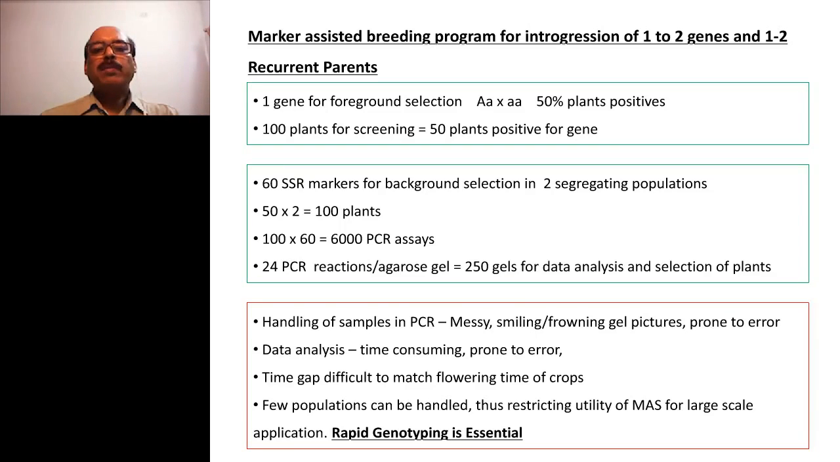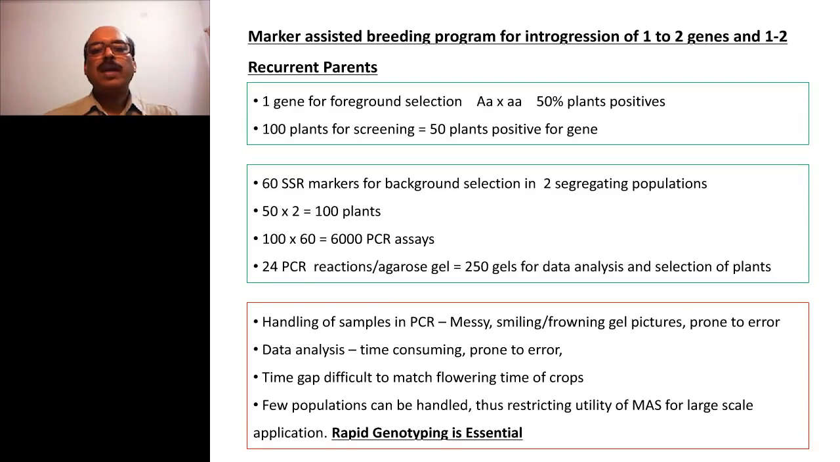So overall, the handling of samples in this way is messy because at times we end up with agarose gels which are either smiling or frowning, and that results in error in reading that kind of agarose gels. When it comes to data analysis, again, it is time consuming, and when it is done manually, it's prone to errors. The other important part in a backcross program is the isolation of DNA, doing the PCR, getting the results, and the flowering time of that crop.